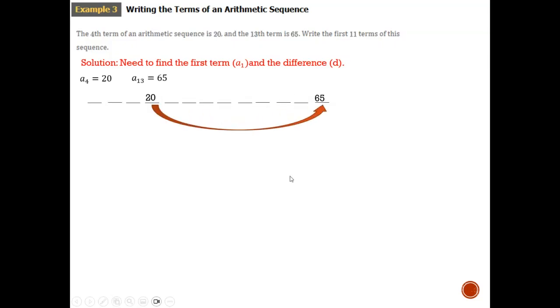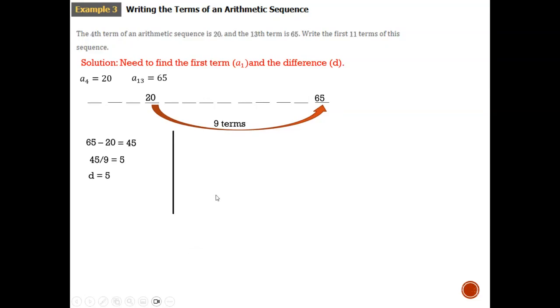So what we can do is we can look at, okay, well, how far apart are we from the fourth term to the 13th term? And then what's the difference between the terms here? So there's 9 terms between these two, between 4 and 13, and the difference between these two is 45. If we take that difference divided by the difference in the terms between them, we get the common difference, okay?